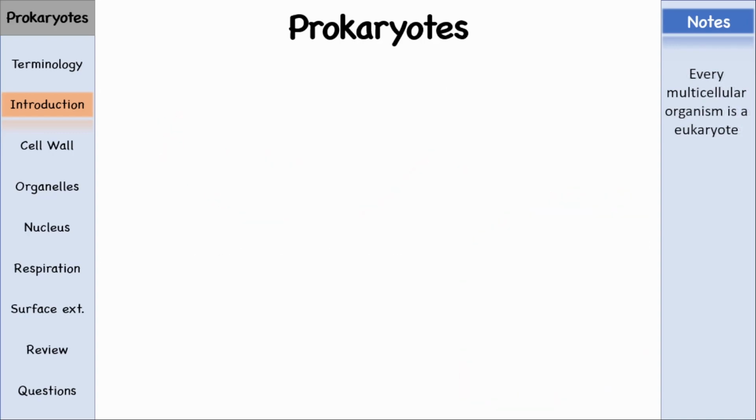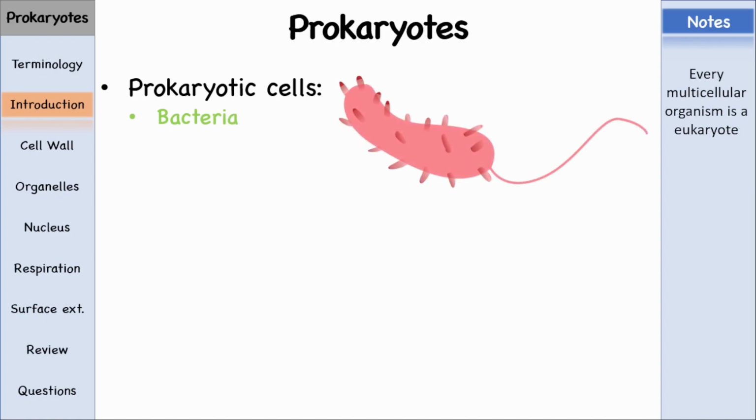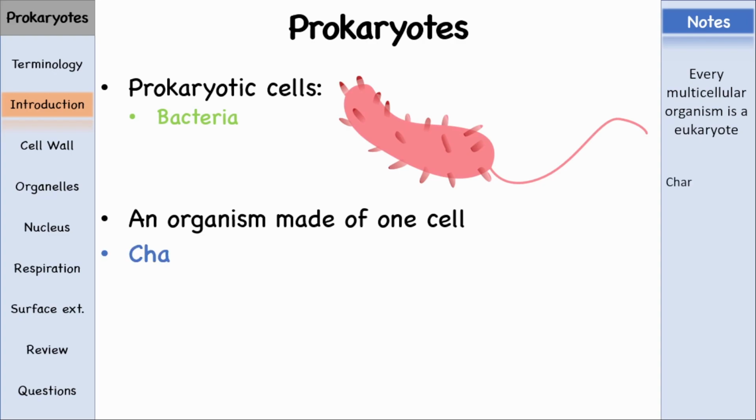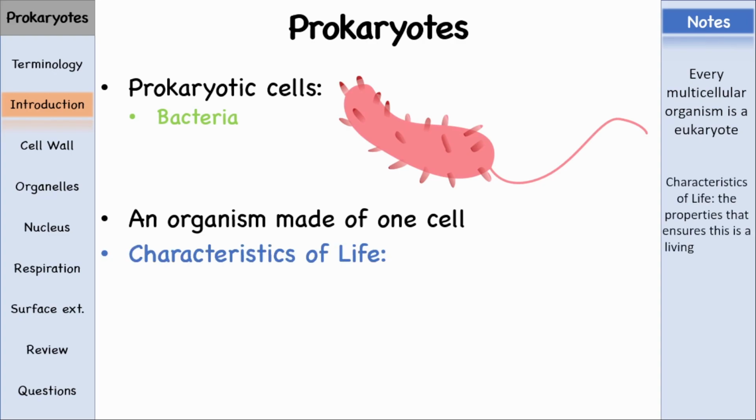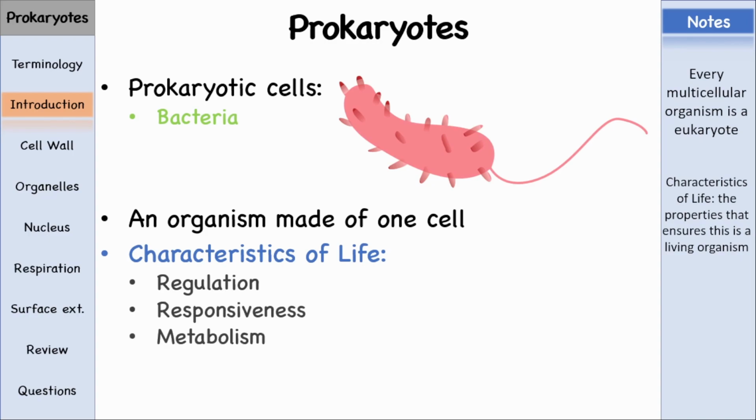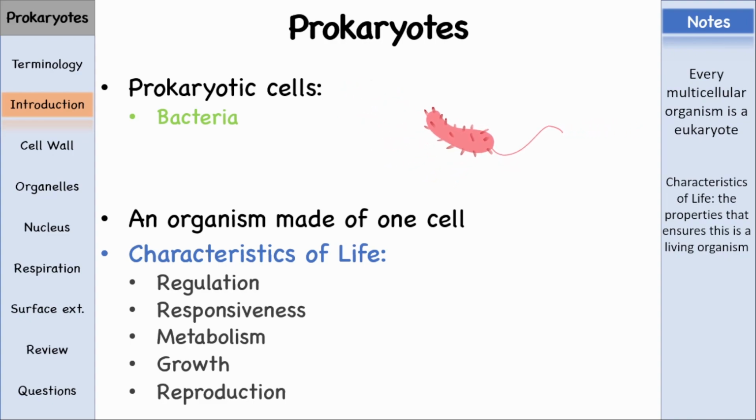An example for prokaryotic cells is bacteria, because the bacteria is an organism made of one cell, and it fulfills all characteristics of life: regulation, responsiveness, metabolism, growth, and reproduction. Although they are very small, bacteria are present in huge numbers, and they are everywhere, even inside your body, as we will see in the microbiology lessons.